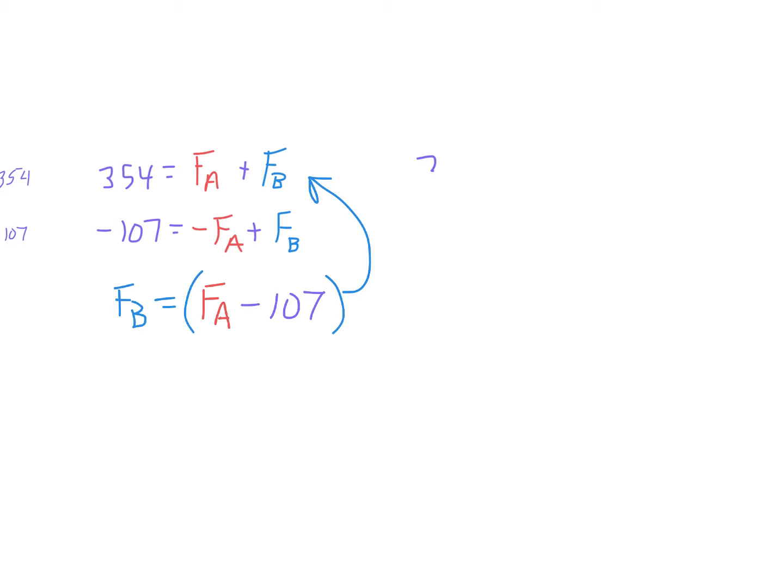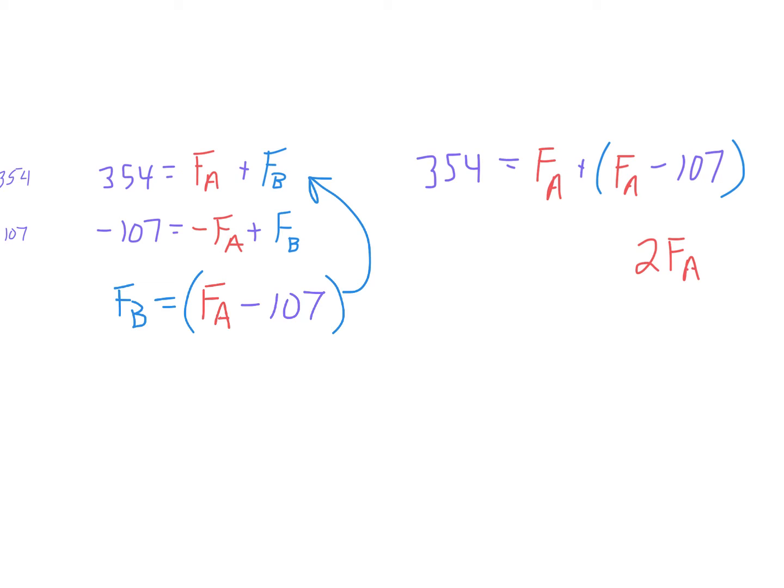So now I'm going to have 354 is equal to force A, and then plus, we'll have our parentheses. And so inside our parentheses, we have force A minus 107. And then close off our parentheses. All right, so we can add like terms and clean this up a little bit. So force A plus force A is going to give us 2 times force A.